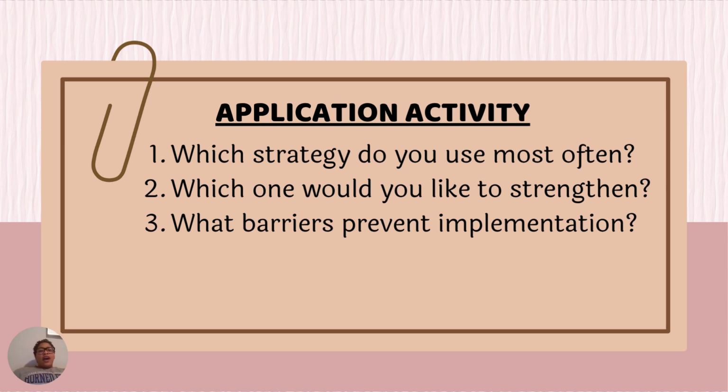Once they've identified what strategies they use most often, because most of these strategies teachers already use, they don't necessarily know the academic word for it, but they're already using these strategies. They're already rethinking, reteaching, having clear expectations, knowing who their students are, incorporating their students' cultural backgrounds. So now we just have to identify which one they use the most and then talk about which one you would like to strengthen and then what barriers prevent implementation.